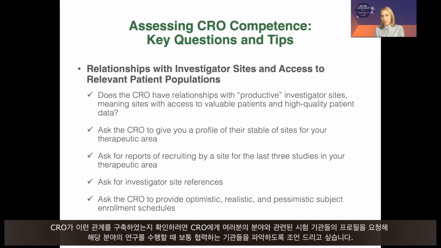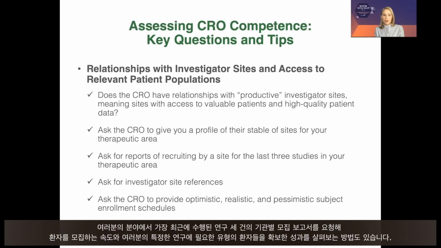And to determine whether the CRO has these types of relationships, I would advise you to ask the CRO to give you a profile of their stable of sites for your particular therapeutic area to get a sense of what sites they're typically working with when conducting a study in your therapeutic space. You can also ask for reports of recruiting by site for the last 3 studies in your therapeutic space to get an idea of how quickly they were able to enroll patients and how fruitful they were in producing the types of patients that you might need for your particular study.